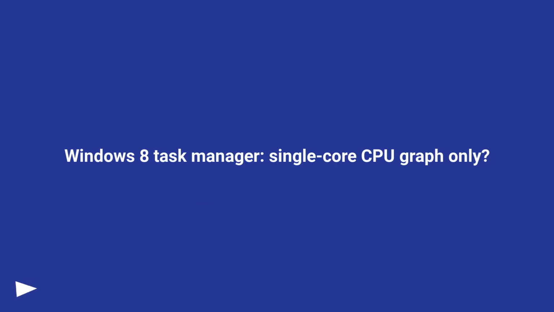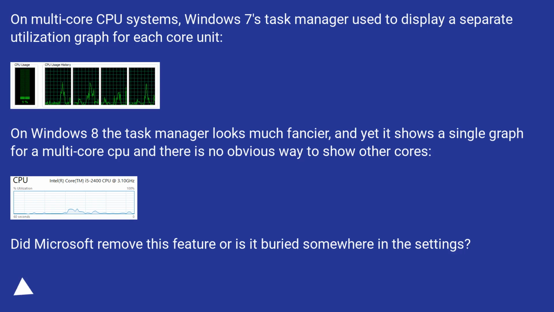Windows 8 Task Manager, single core CPU graph only. On multi-core CPU systems, Windows 7's Task Manager used to display a separate utilization graph for each core unit.